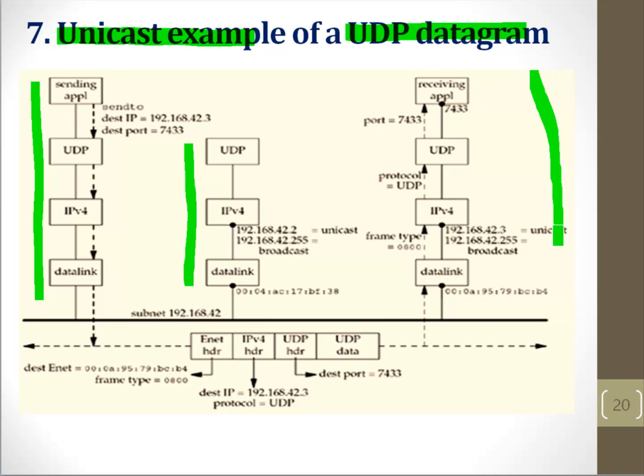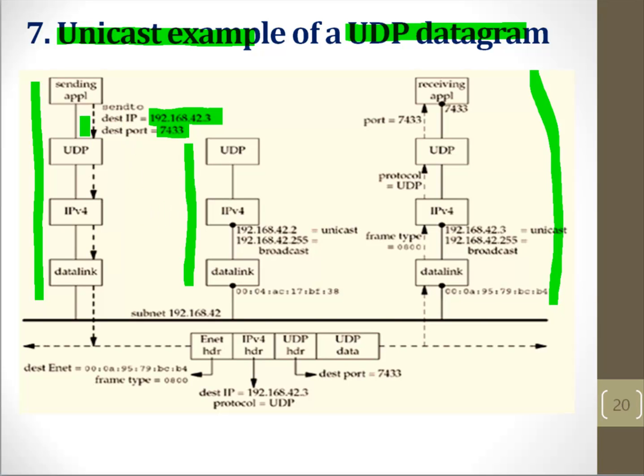So there are three different hosts available in this network. Now I am going for the first host, so I am going to prepare the data. That means I am going to fix the destination IP address as 192.168.42.3. So this is a unicast IP address. Okay, I am fixing a unicast IP address. Then this is the port number, 7433.